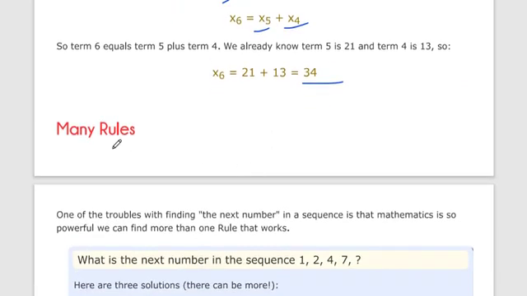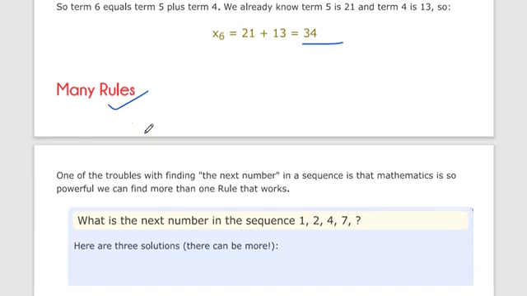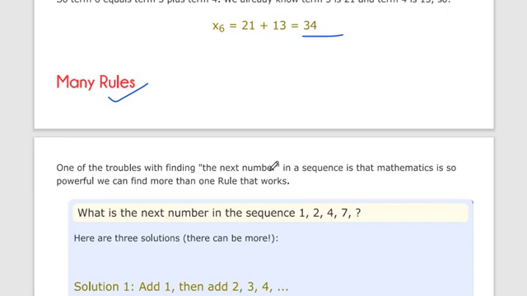Now many sequences have many rules to follow. It is not always true that one sequence has only one rule. Maybe it has two rules, three rules. Let's see with examples so you can get a better idea. Now, what is the next number in the sequence? They have given 4 numbers and we have to find the fifth term.